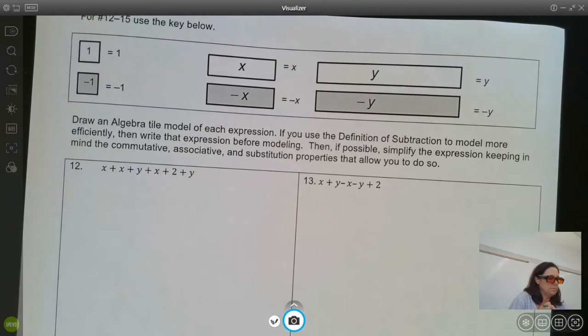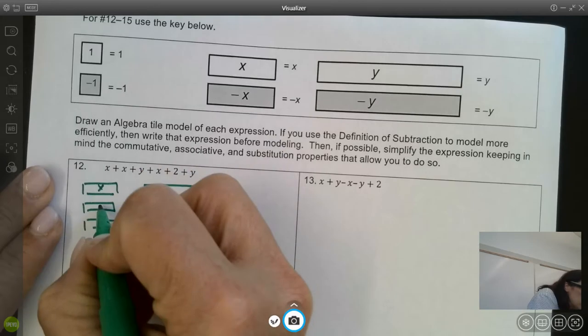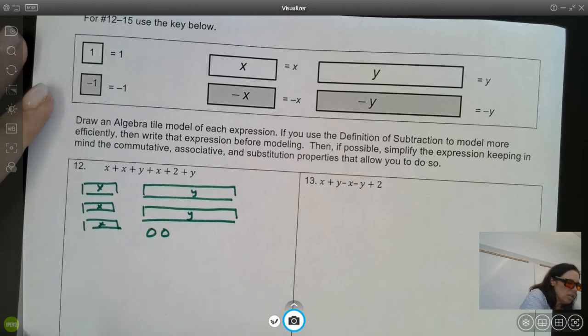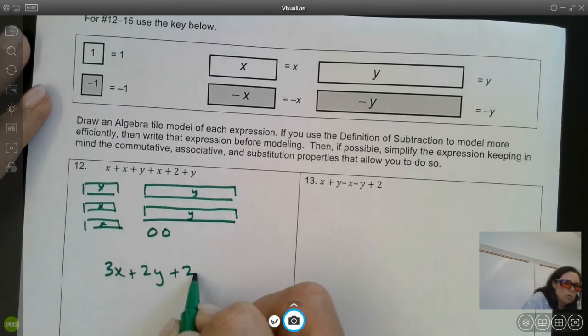All right, so I've got an x and an x, a y, another x, a 2, and a y. If your x's and y's look similar, please take a moment and say what they are. Mine, I think, look different. But if you're being quick and they look relatively the same size, then please do that. All right, collecting these like terms, I've got 3 x's, 2 y's, and 2. That's my answer.